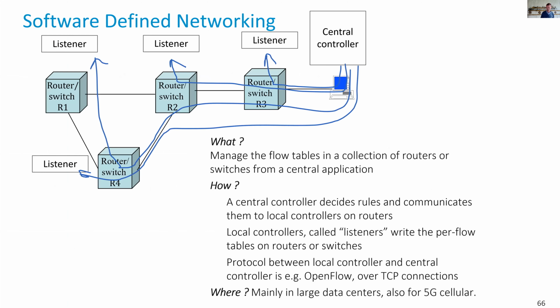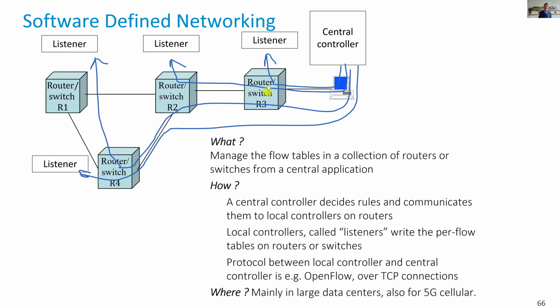This is implemented typically by having a central controller that will download the flow rules into all the routers or the switches in a given network. So this requires that the routers and the switches have a program that's able to interact with a central controller, which is typically called a listener in the context of software-defined networking.